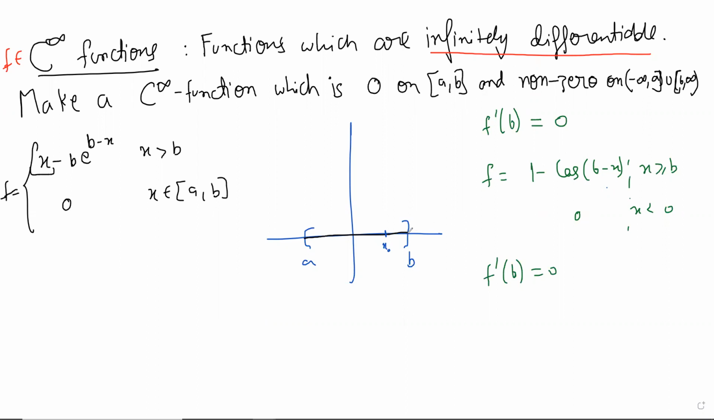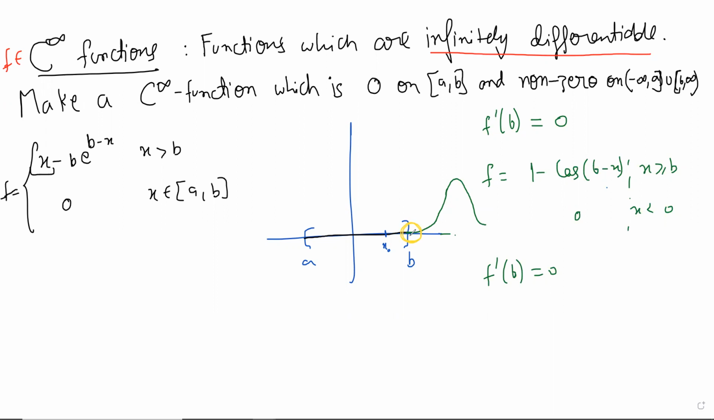But then where is the problem with this kind of example? Obviously it's non-zero, so the non-zeroness is not the problem. The higher differentiability at b is a problem. Okay? So this is not smooth enough. This is not smooth enough.